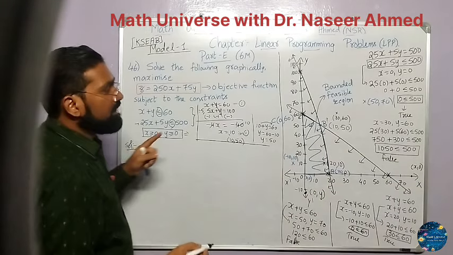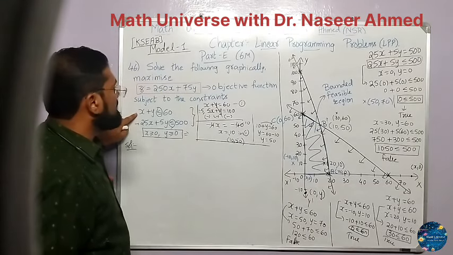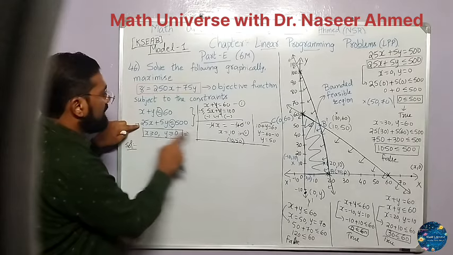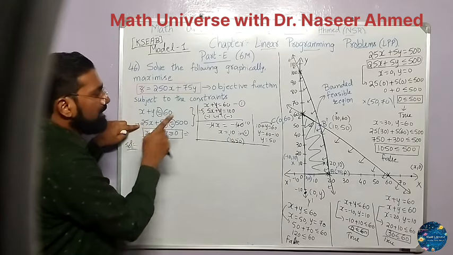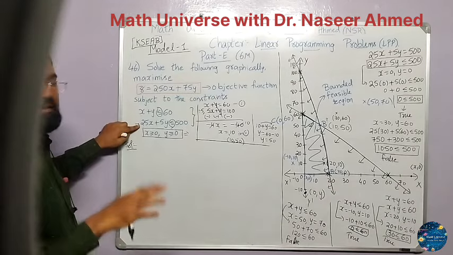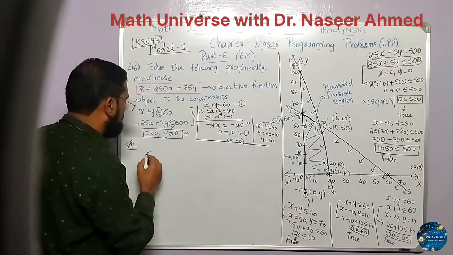If I substitute, both the equations should satisfy because it should lie on the line. So you can just see x is equal to 10, y is equal to 50. 10 plus 50 is 60. Yes. Then 10 into 25 will be 250. 5 into 50 will be 250. 250 plus 250 is 500. Yes. Now let us complete the corner points.